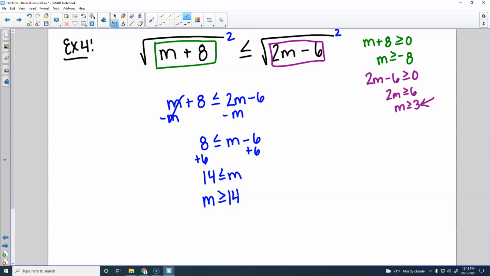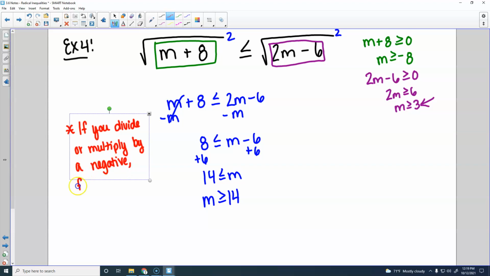If you move the m to the other side, you got a negative 1. What have you got to do if you have to divide by a negative number? Flip the sign. So you might want to put yourself a note over there. It's not going to happen a lot on these problems, but it may sometimes if you divide or multiply by a negative, flip the sign.